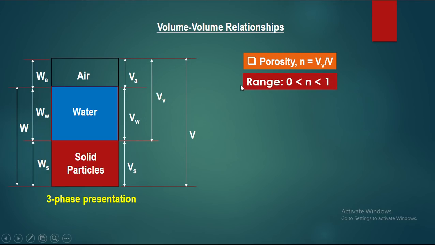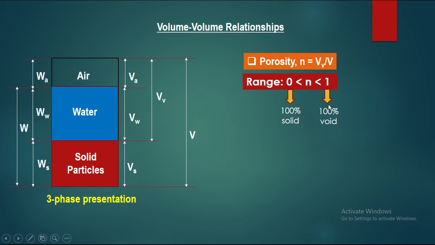And the typical range of porosity may be greater than 0 and less than 1. 0 means when the value of porosity is 0, that means it has to be 100% solid. You see, it will be 0 only when the volume of void is 0. That means it will be totally a solid soil mass, which is practically not possible to find.